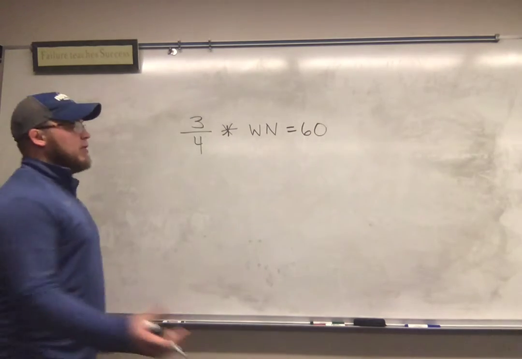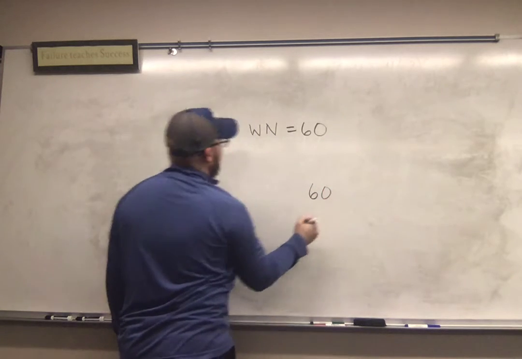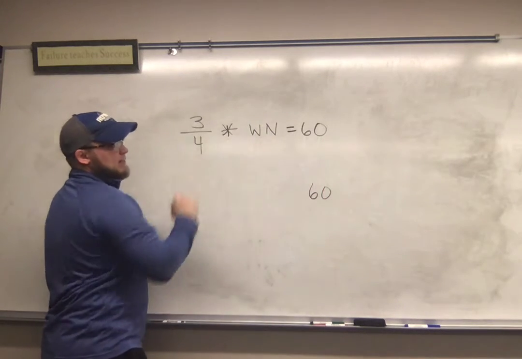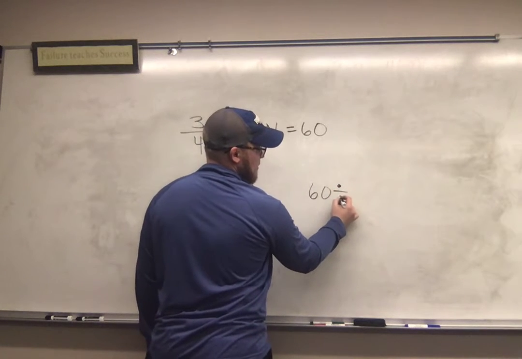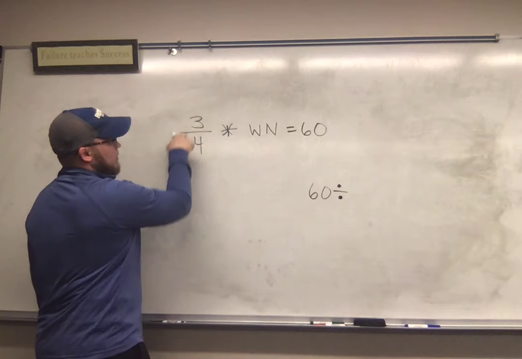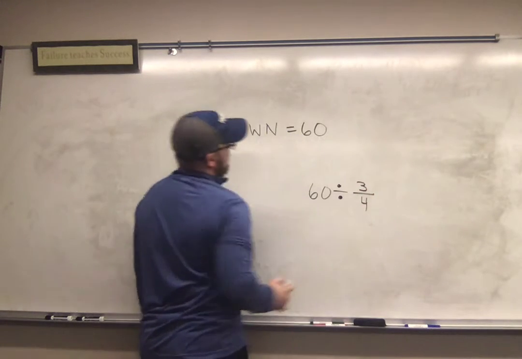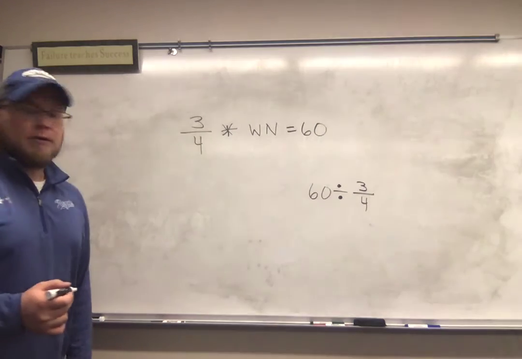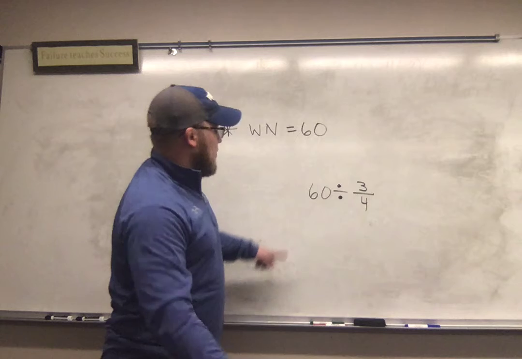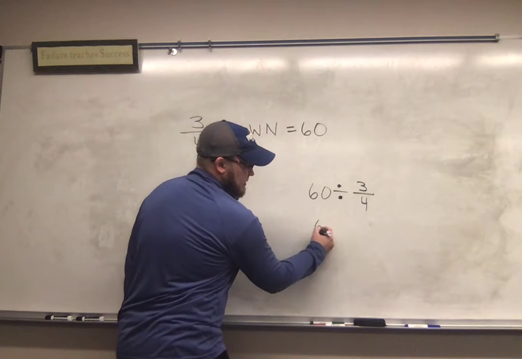Remember, we do the opposite. You start with the number that's by itself, which in this case is 60. You do the opposite of what this says. The opposite of times is divide. And you divide by the other number, which is 3/4. Now you just solve it. How do you make 60 a fraction? You put a 1 under it, so it should say 60 over 1.